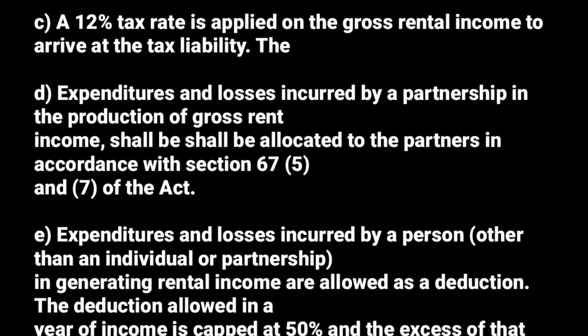Then expenditures and losses incurred by a partnership in the production of gross rental income shall be allocated to the partners in accordance with Section 67, Part 5 of the Act. So expenses and losses that are incurred in the production of rental income are supposed to be allocated to the partners using the appropriate sharing ratios.